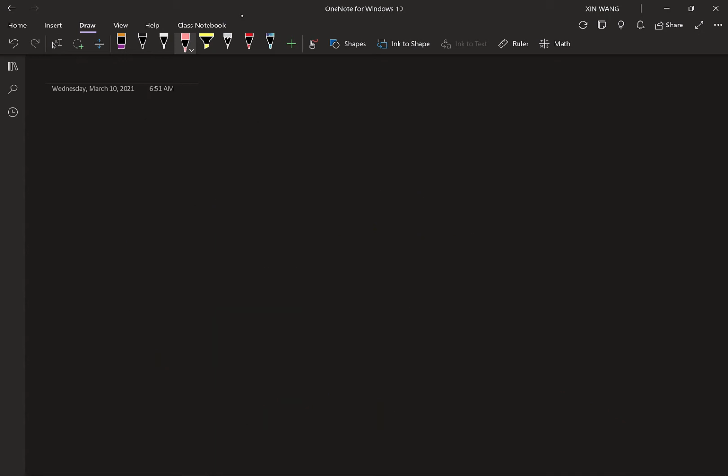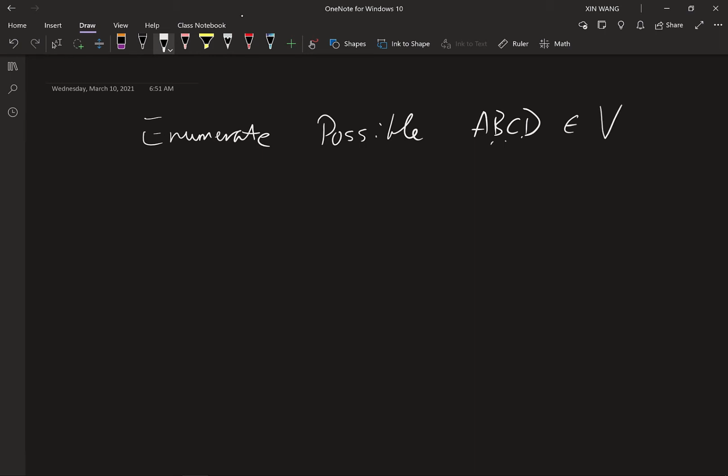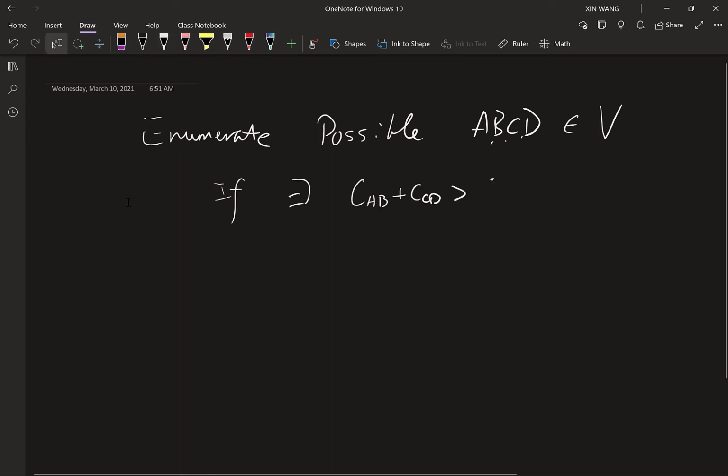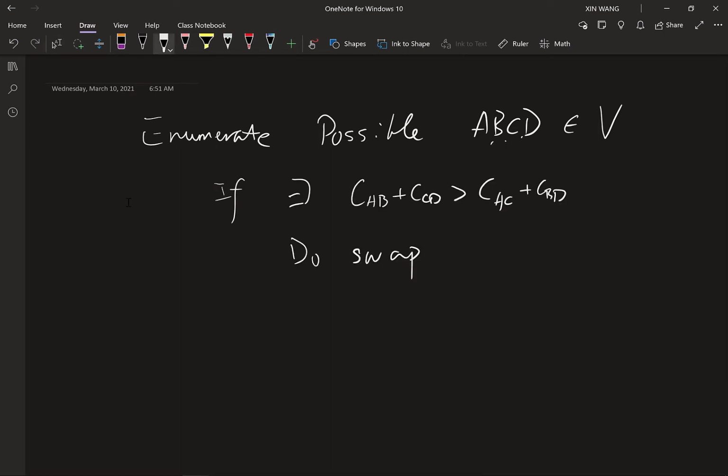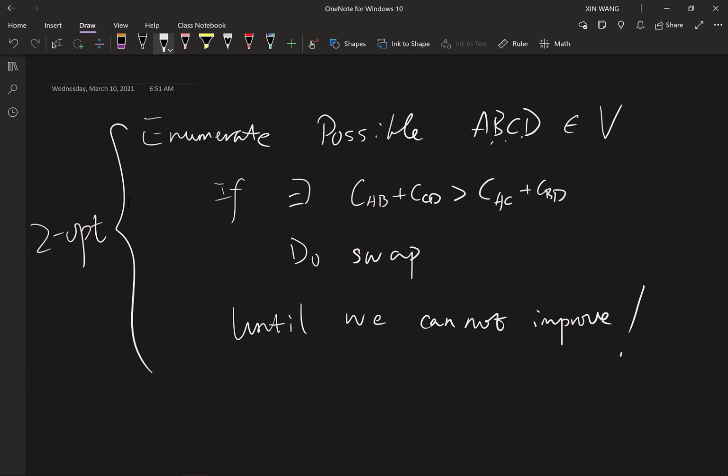For any given initial TSP tour, we can always enumerate all possible A, B, C, D. Each of these points is selected from the whole node set, and we check each of them to see if there is a chance we can reduce the cost. If the inequality holds, then we do the swap, until finally we cannot improve. So this is our 2-opt algorithm, which is pretty simple.